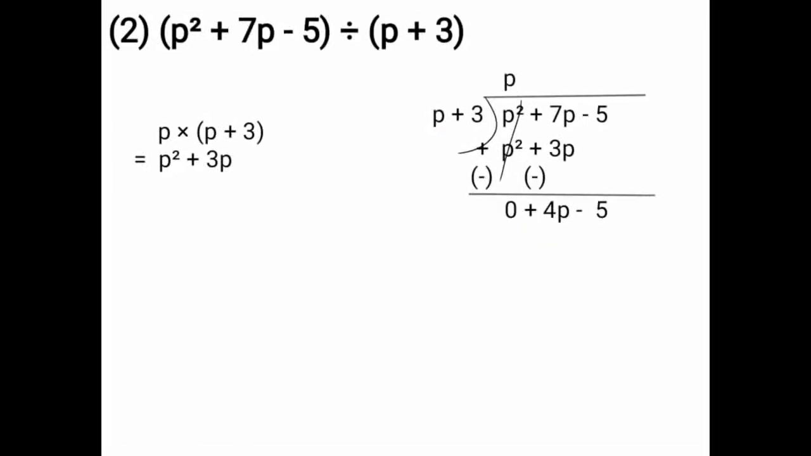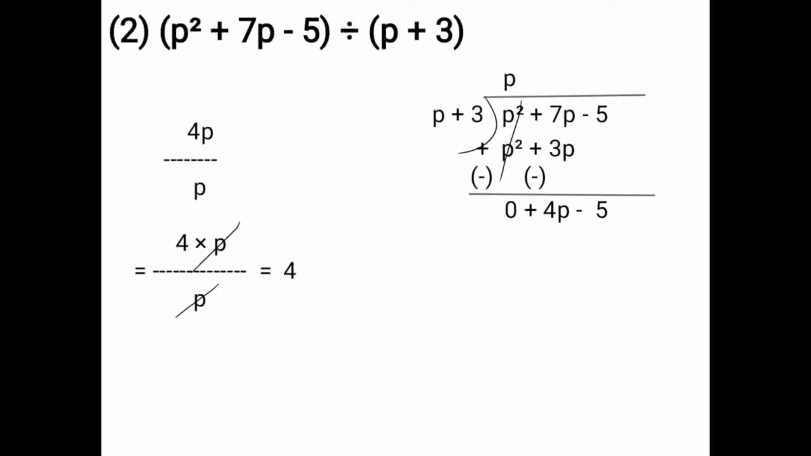Remember that to divide a polynomial by a binomial, you always have to divide by the variable of the binomial divisor. Now you have to divide 4p by p. 4p upon p is equal to 4 into p upon p. p gets cancelled, so what will remain? 4. So what second quotient did you get? After dividing the second term, you are getting the second quotient plus 4. So in this place you have to write plus 4.